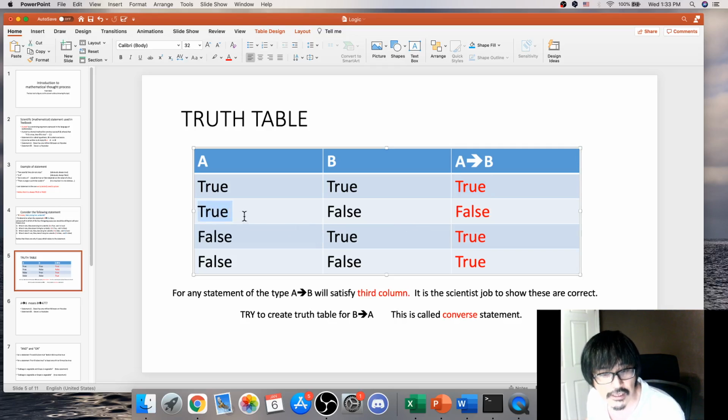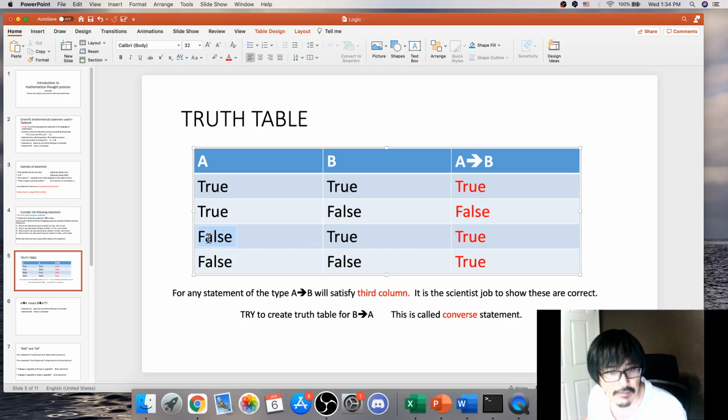Let's move on to the next one. A is true, B is false. If A is true, B has to be true, but B is false. Then in this case, A implies B is a false statement.